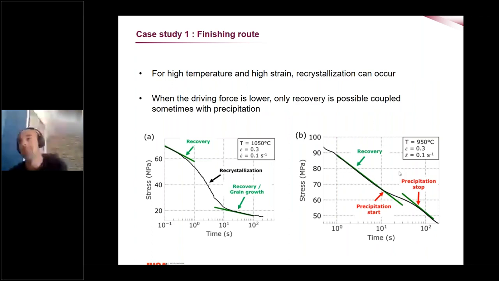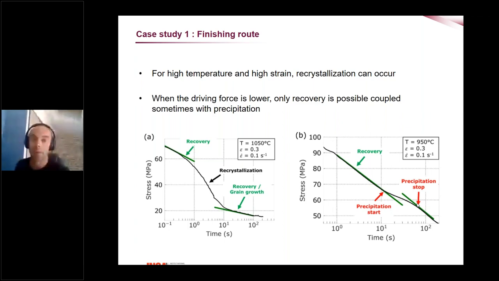So that's not theoretical anymore. That's the experimental part obtained with the Gleeble. As you can see here, this is 1050 degrees C with a deformation of 30% and a strain rate of 0.1 per second. You can see you have recrystallization, and then you have recovery and grain growth. Now, for the same strain and strain rate, if you decrease the temperature, you don't have recrystallization anymore because you don't have enough driving force, but you have recovery, and then you have precipitation that starts after about 15 seconds, and then it ends at about 80 seconds. So for high temperature and high strain, you can have recrystallization, but when you decrease the driving force, then only recovery is possible, and sometimes it's coupled with precipitation.